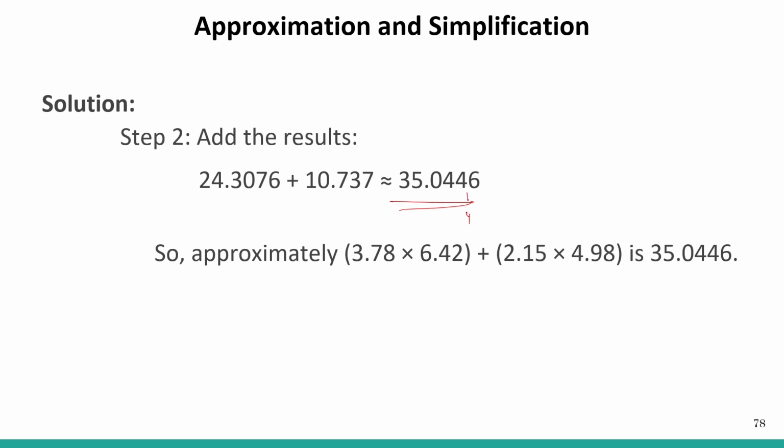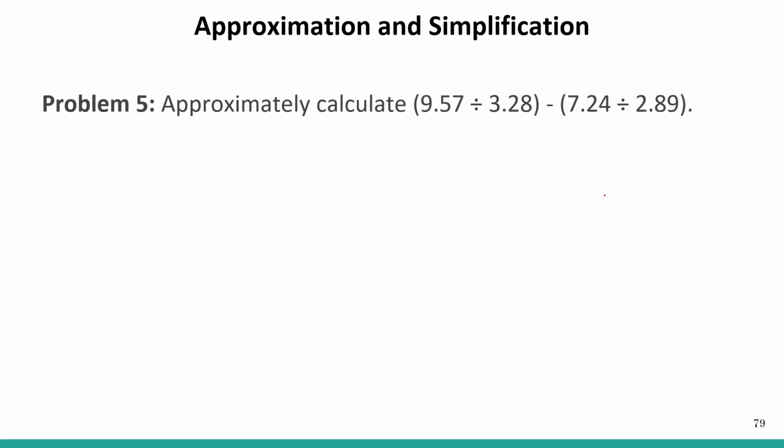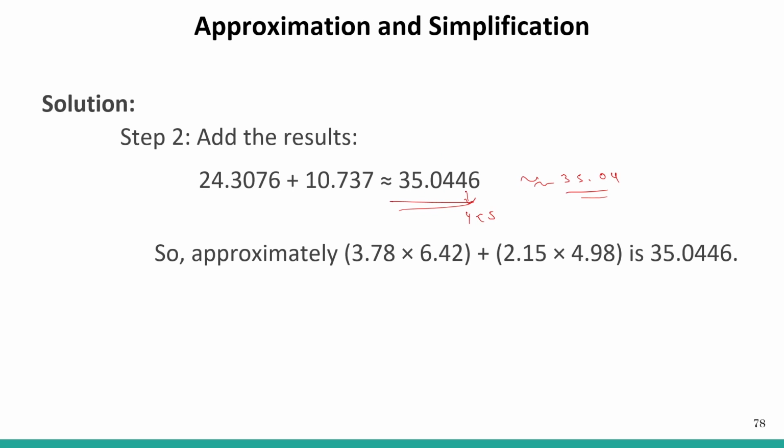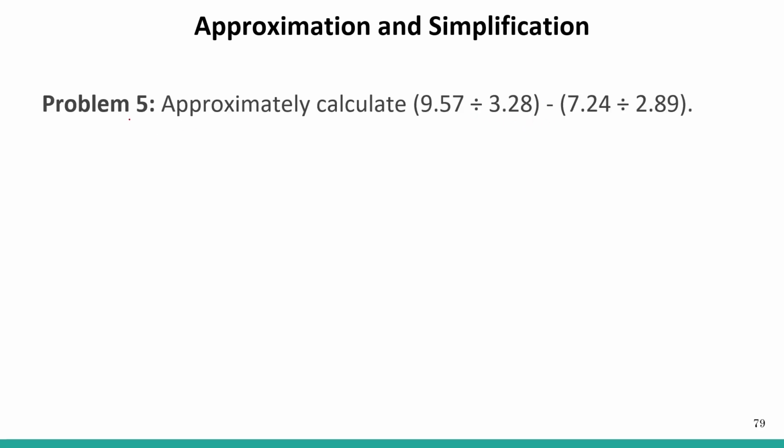Since 4 in the third decimal place is less than 5, up to 2 decimal places it will be equal to 35.04. And if up to 3 decimal places, then it will be 35.045, because 6 here is greater than 5, right? So let's see problem number 5.